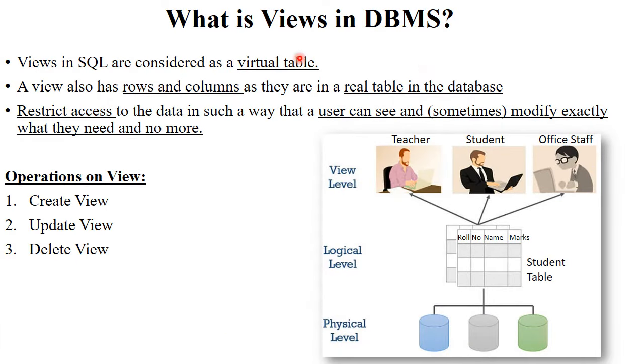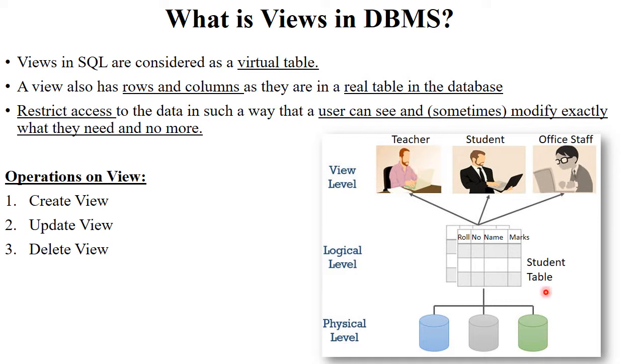The first thing is, what exactly are views in DBMS? A view in SQL or DBMS is considered a virtual table. How? See here. In this example, consider that this is a student table. There is student roll number, student name and marks. For that one table, there are a total of three views. First, the view for the teacher.